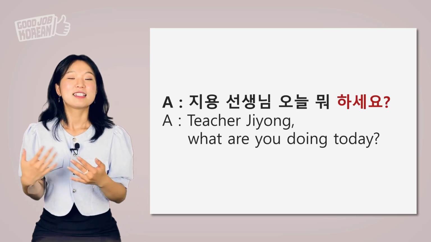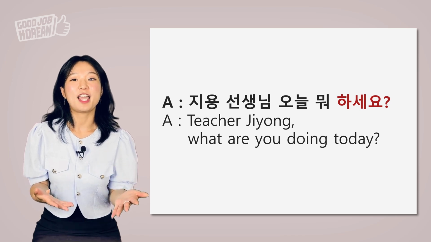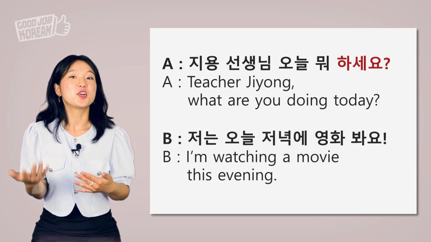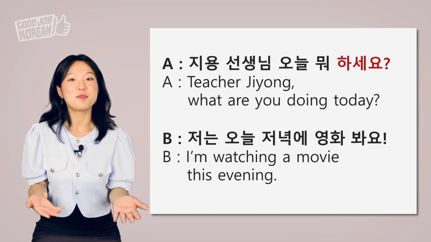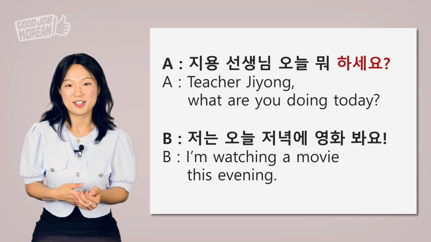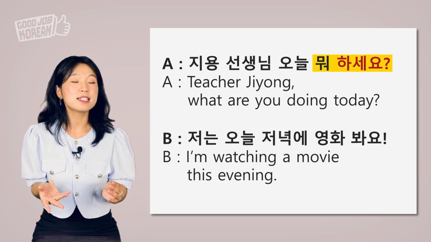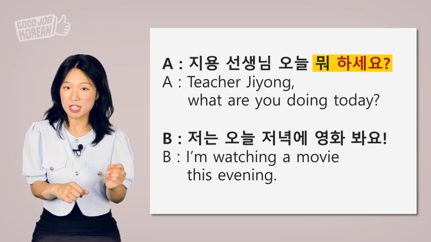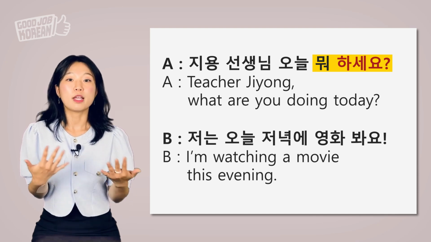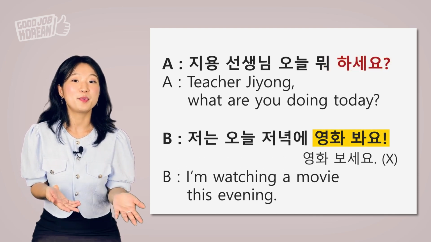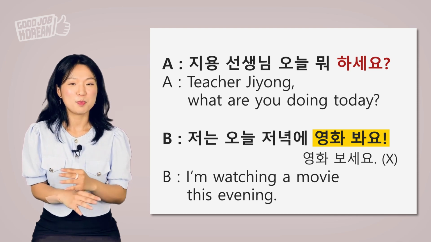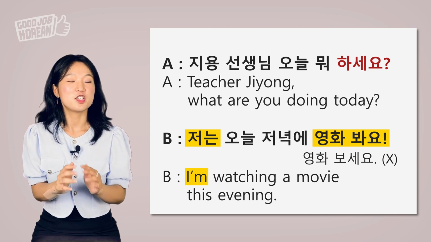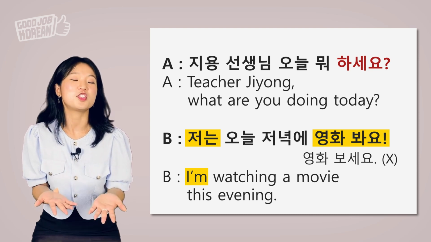Another example. 지용 선생님, 오늘 뭐 하세요? My student asks me, what am I doing today? And I respond, 저는 오늘 저녁에 영화 봐요. I'm watching a movie this evening. My student asks, 뭐 하세요? Instead of 뭐 해요? And it means my student uses 시 suffix to respect me. However, when I respond, I say 영화 봐요, not 영화 보세요, because I don't have to be respectful to myself. So, please note that you never use an honorific form to yourself.